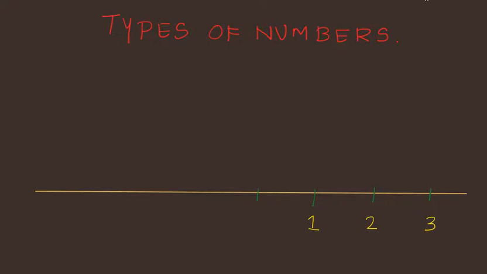Hi, today we are dealing with the types of numbers. So first let's start with the natural number. Natural number starts with 1, then continues to 2, 3, 4 and it goes on. Now let's understand this natural number by taking an example.